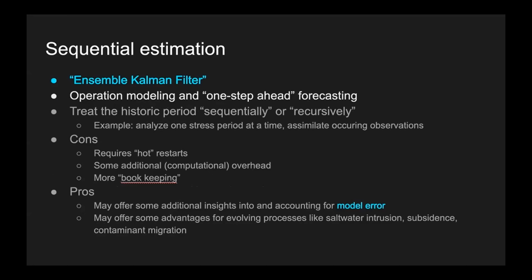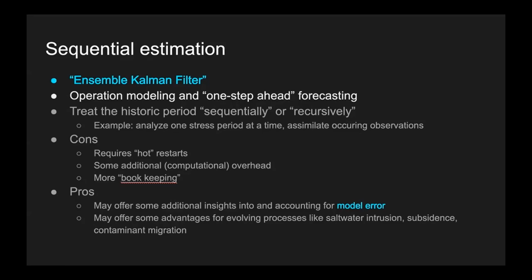On the other end of the spectrum is sequential estimation. This is where the ensemble Kalman filter is from, and this algorithm is used extensively in operational modeling and one-step-ahead forecasting. But in the parameter estimation setting that we're interested in, to apply sequential estimation, we want to discretize the historic period into a number of cycles and assimilate observations in each cycle independently. So in the MODFLOW world, we would treat each stress period as if it was the only stress period and assimilate observations that occur during that stress period and then move forward to the next.